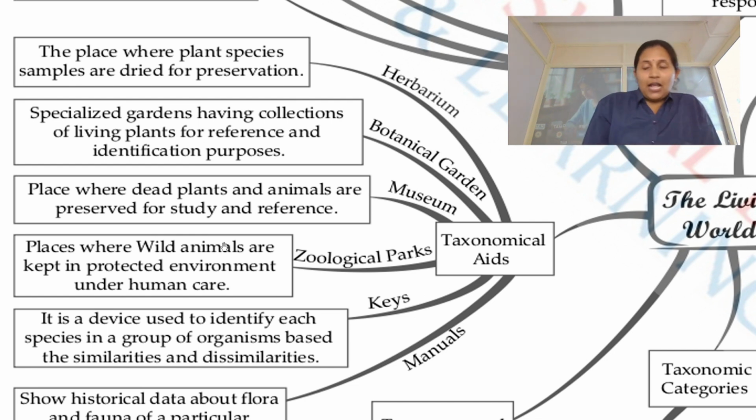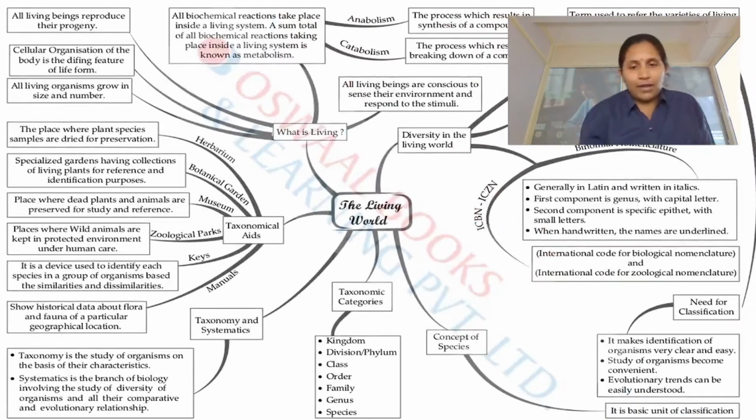So in that regard, whichever topics are part of upcoming chapters, if I feel they have to be taught for a better understanding, then only I'll be teaching them. These taxonomical aids are not part of your syllabus, so not to worry. But still, if I have to mention them: herbarium, botanical garden, museum, zoological park, which are part of taxonomy and help in studying species. They are not part of the syllabus, so let's not worry about that.